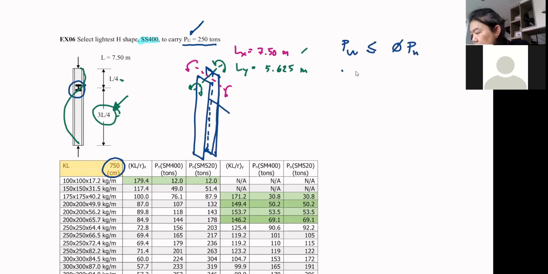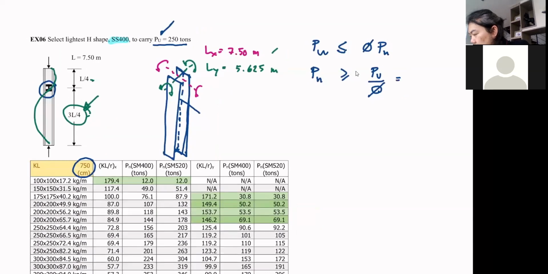Now we want PN, we can again swap this equation. So PN must be greater than PU divided by phi. Phi is the reduction factor and therefore it should always be less than 1 or not greater than 1. Okay, so here this is going to be 250 over 0.9. See how it increases the load? So your target is now 278 tons.